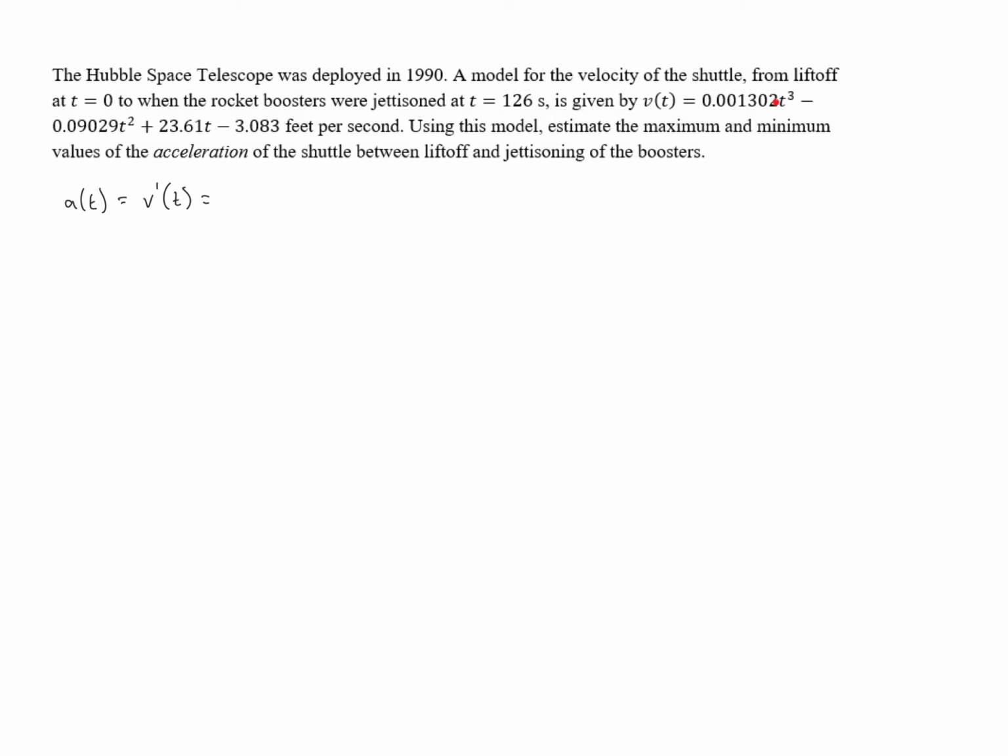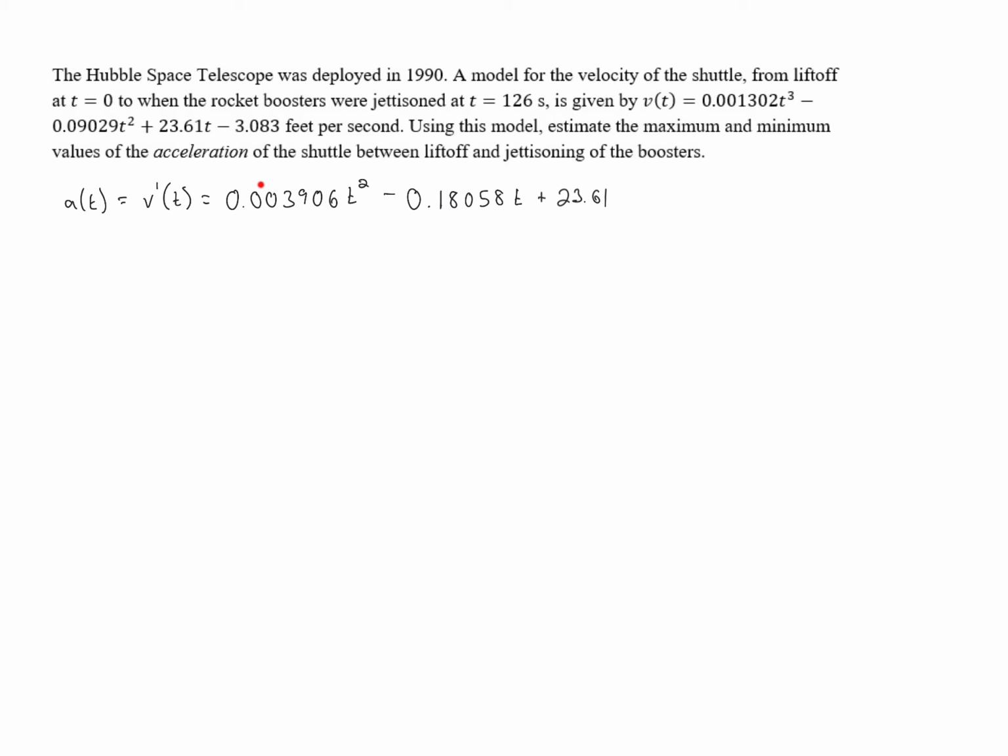The derivative of t cubed is 3t squared. So we're going to have to multiply that coefficient by 3 and then stick a t squared after it. So that's going to be 0.003906 t squared. Then we have minus the derivative of this next term, which has a t squared in it. The derivative of t squared is 2t, so we're going to have to multiply this coefficient by 2. That's going to be 0.18058, and then t. And then the derivative of the linear term is just the coefficient, 23.61, and the derivative of the constant term is 0. So this is the acceleration function.